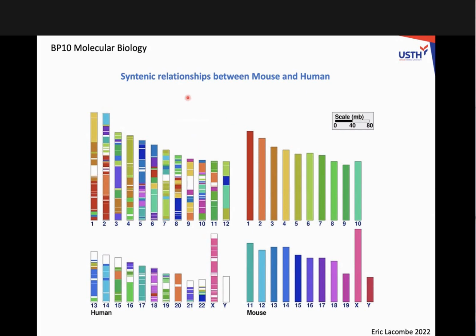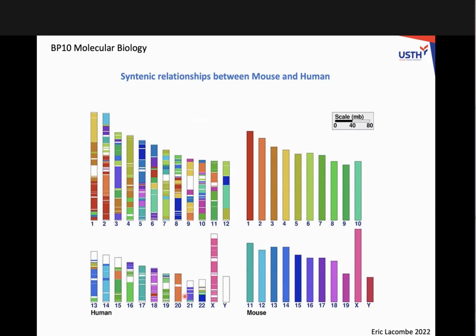So here, look at the title. We write down synthetic relationships. It means the relationships between the orders of the gene in mouse compared to human. So there is a color code. So first of all, I'm going to describe you a little bit how this figure is done.